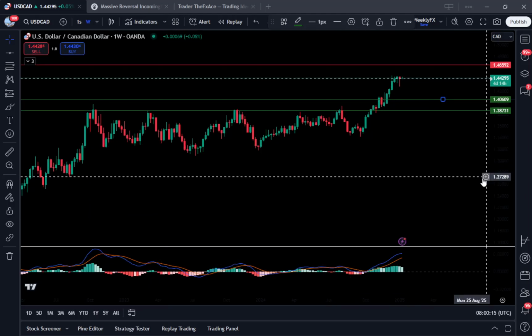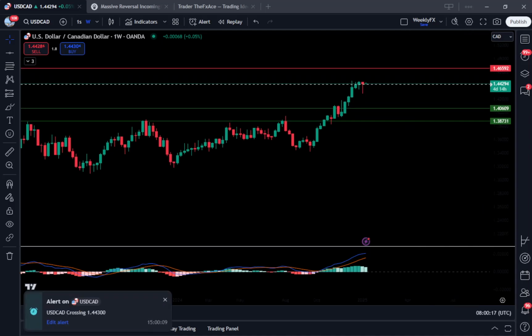So, weekly chart, first thing I'm noticing is, sorry, I've just got an alert. This is a trade that I'm looking at. I've just got an alert on it.